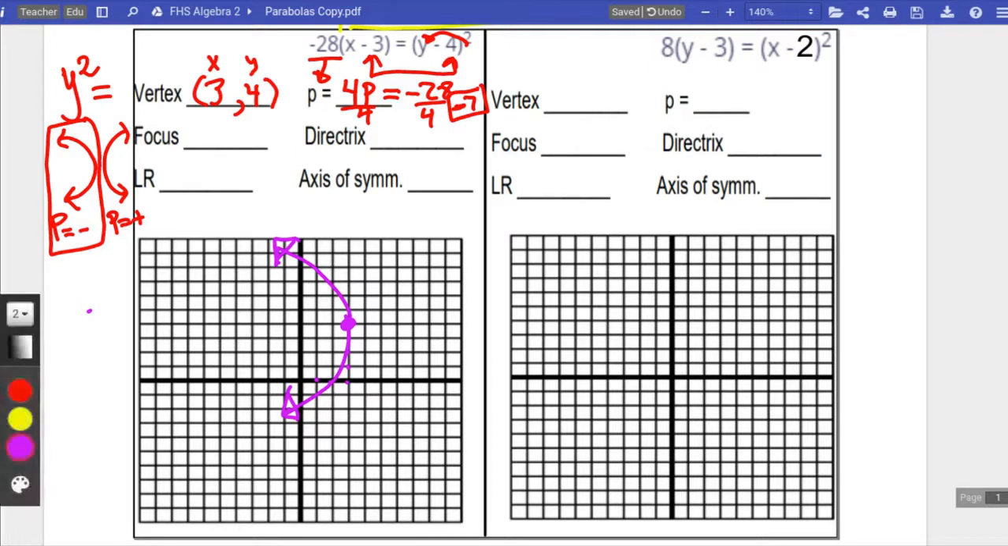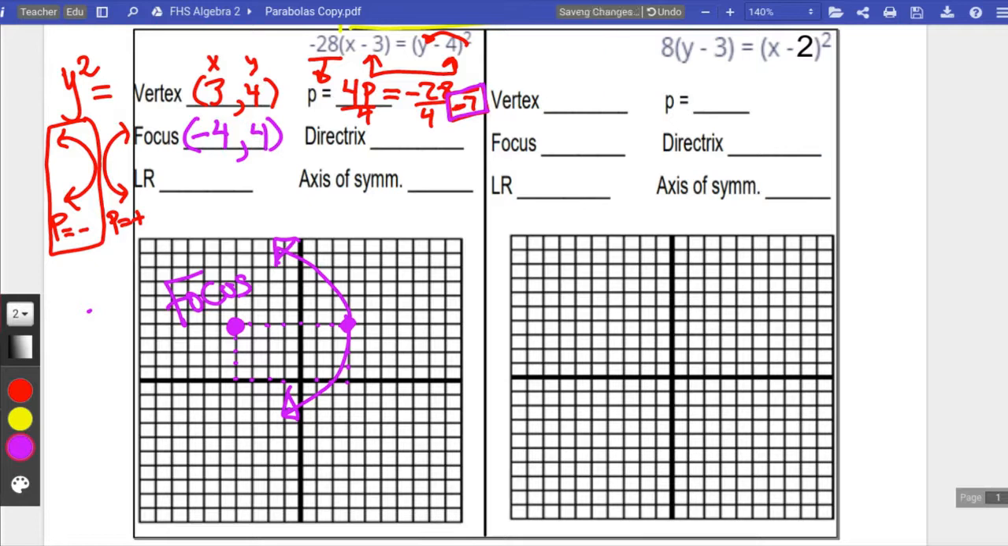Here's what you're going to do next. You ask yourself, the P value is -7. That means from here, I need to go left. I need to go 7 away. 1, 2, 3, 4, 5, 6, 7. Boom. That is called the focus. That's how you find the focus. So where is that located? It's located at -4, 4.